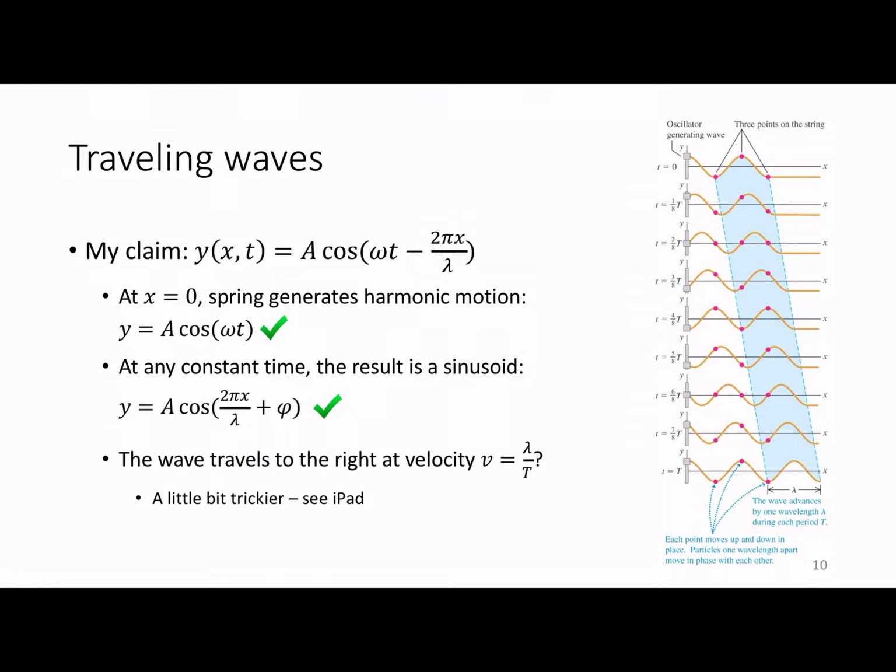And finally, we need to check that this wave has the appropriate velocity. Okay? So let's go ahead and check that. This one we have to do a teeny bit more math on, so we're going to play around with this expression and show that the wave is going to travel to the right with a velocity lambda divided by capital T. So, wave velocity.